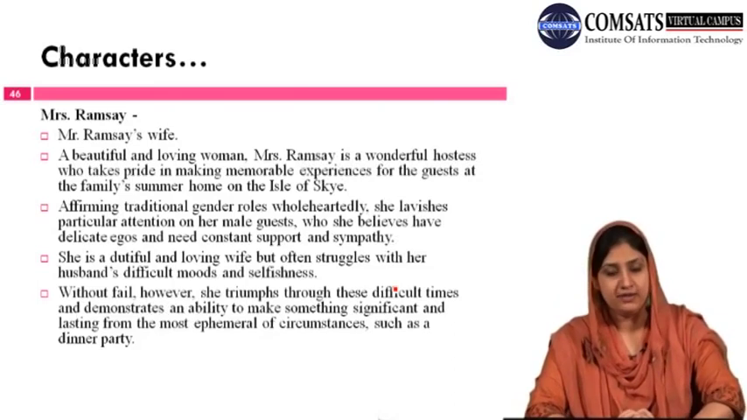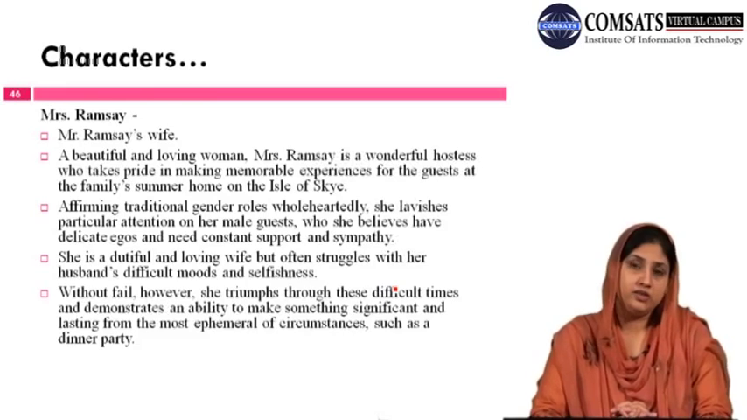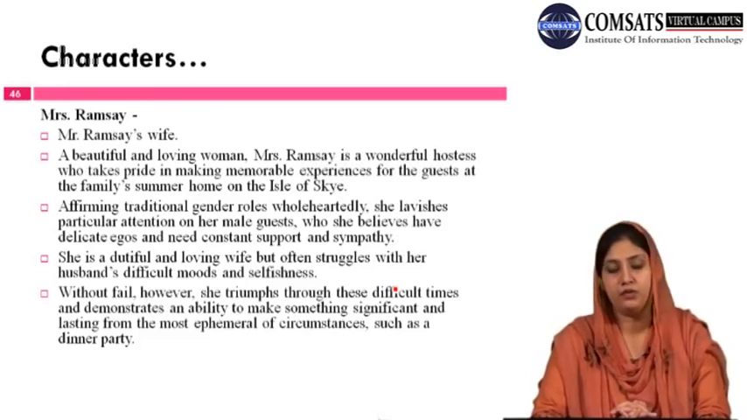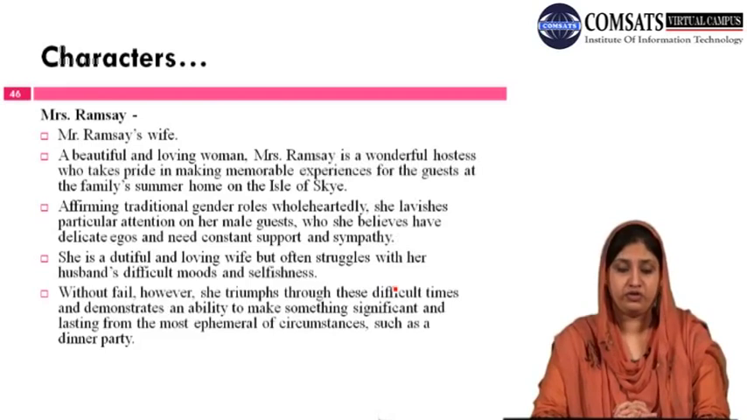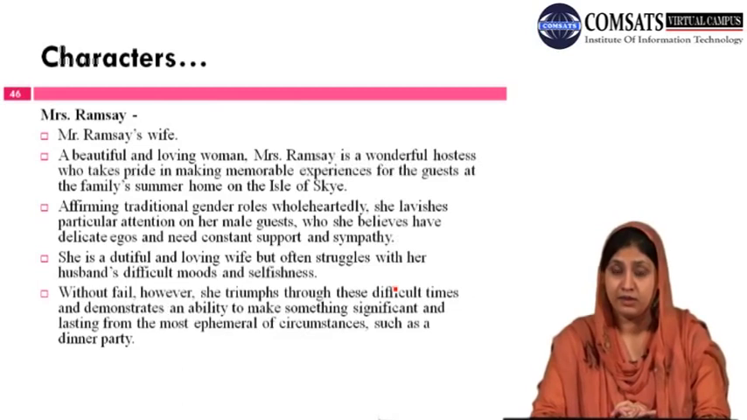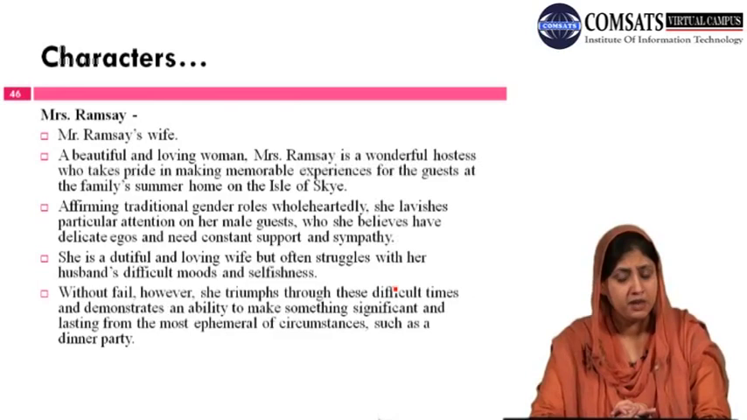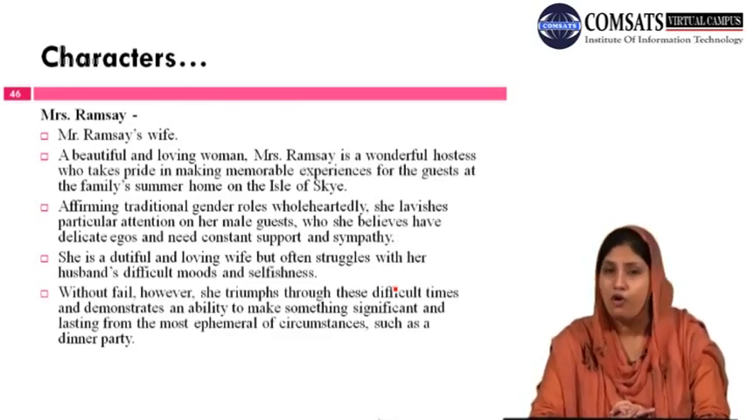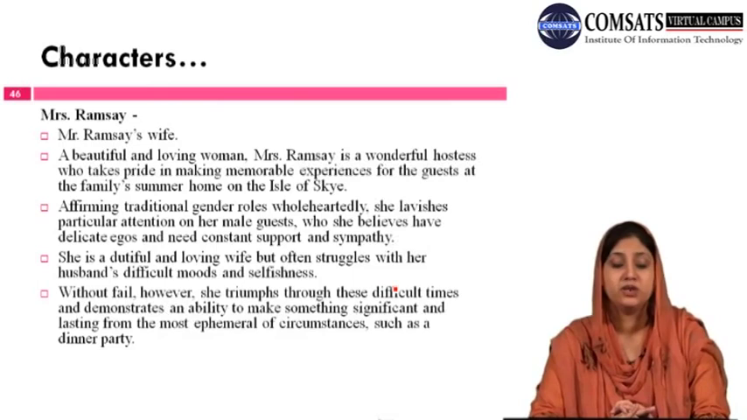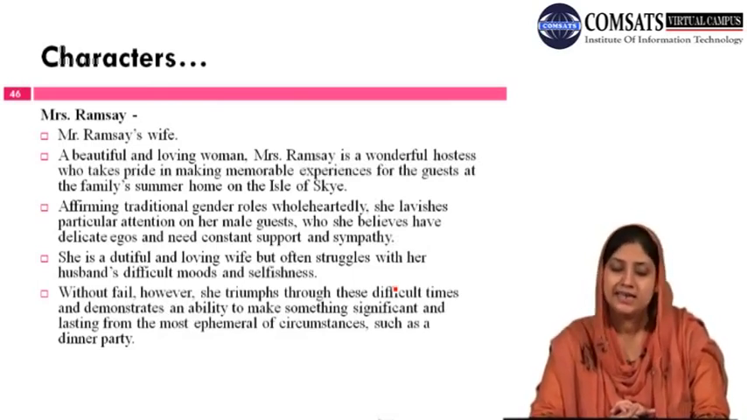So, the very first character we will be talking about is Mrs. Ramsey. She's Mr. Ramsey's wife, a beautiful and loving woman. Mrs. Ramsey is a wonderful hostess who takes pride in making memorable experiences for the guests at the family's summer home on the Isle of Skye. Affirming traditional gender roles wholeheartedly, she lavishes particular attention on her male guests, who she believes have delicate egos and need constant support and sympathy.